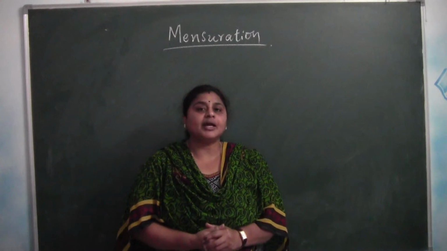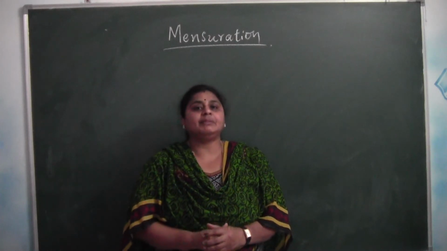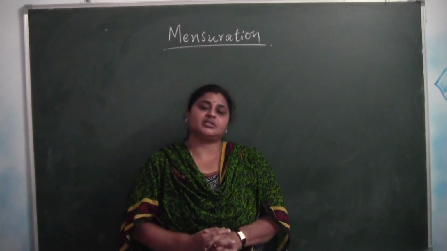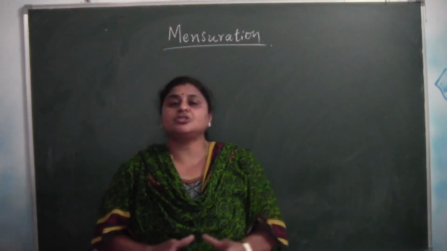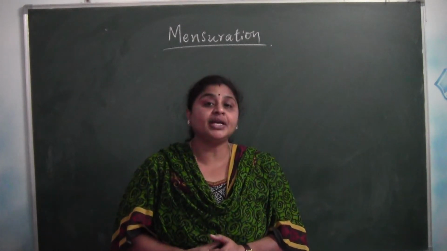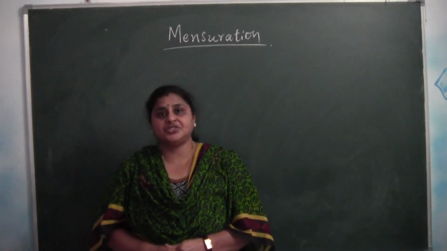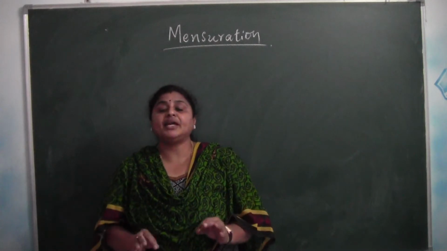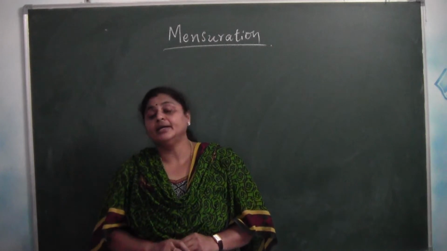What do you mean by mensuration first of all? Mensuration is nothing but measuring the geometrical objects like square, rectangle, triangle. These closed figures, the measuring of these closed figures is nothing but mensuration. In this chapter you are going to learn only perimeter and area of square and rectangle.